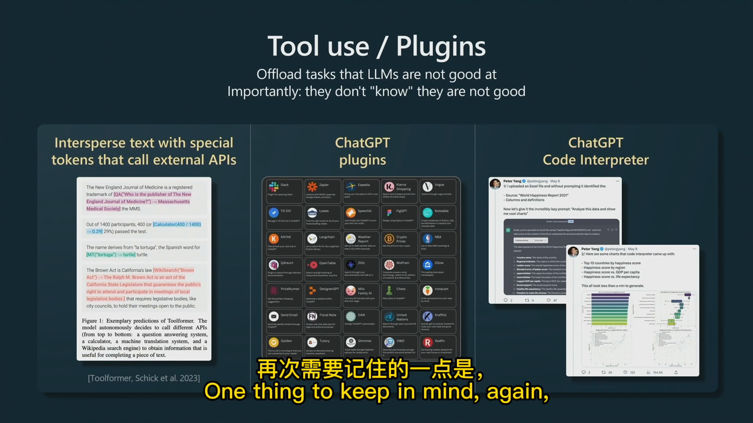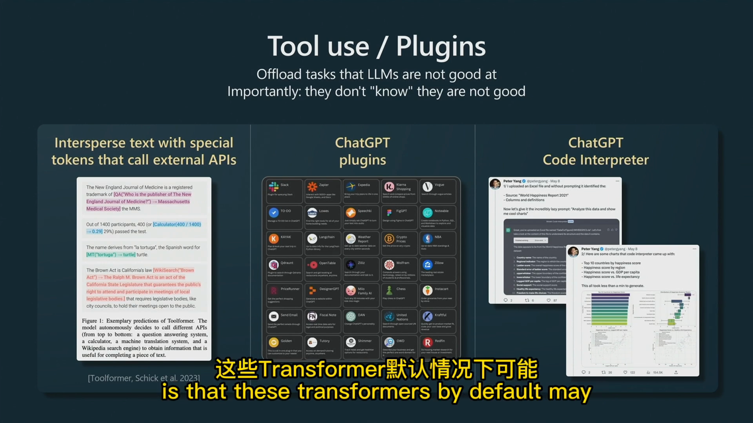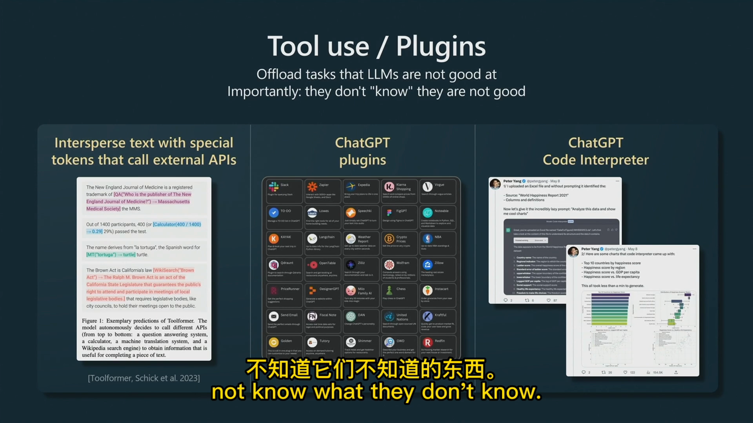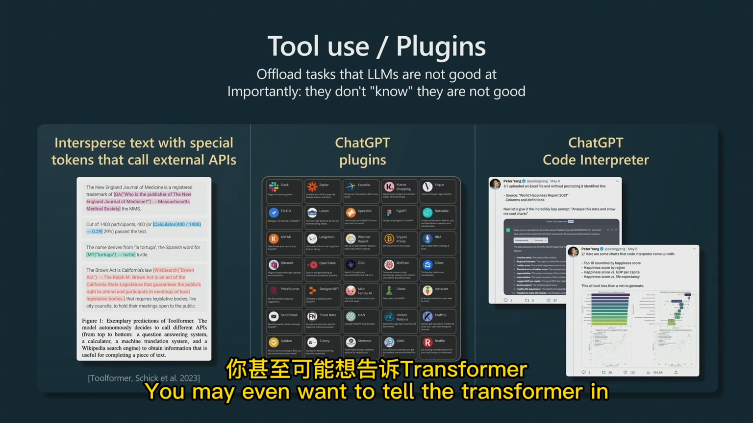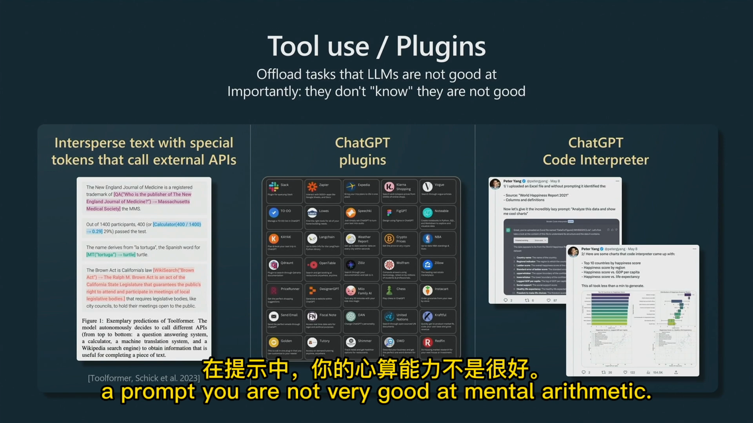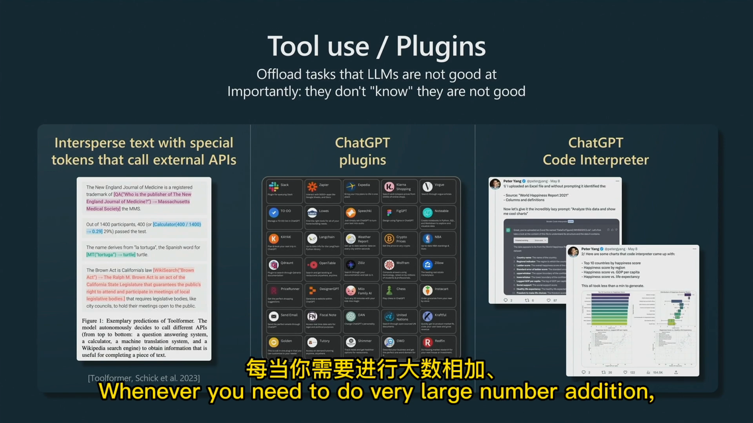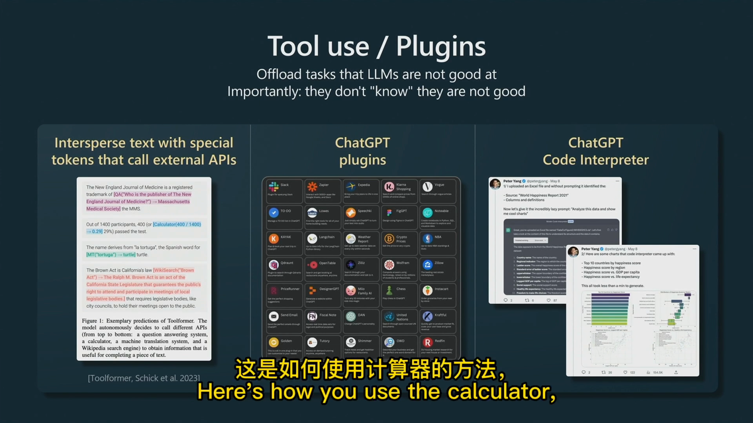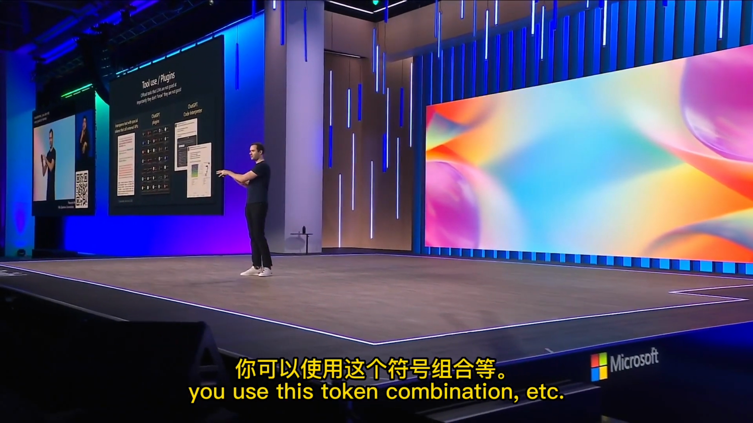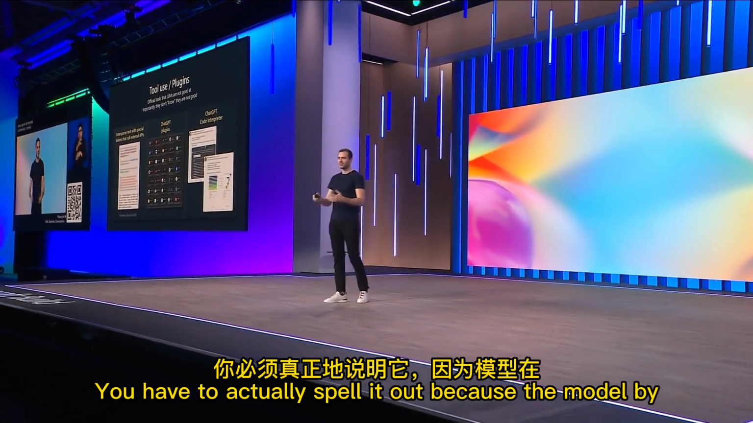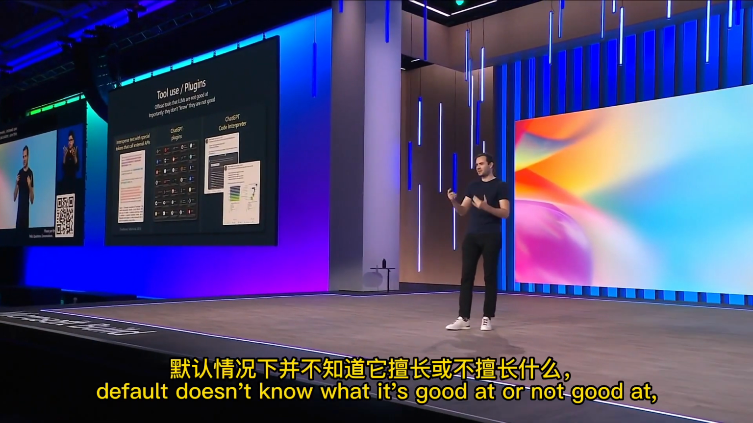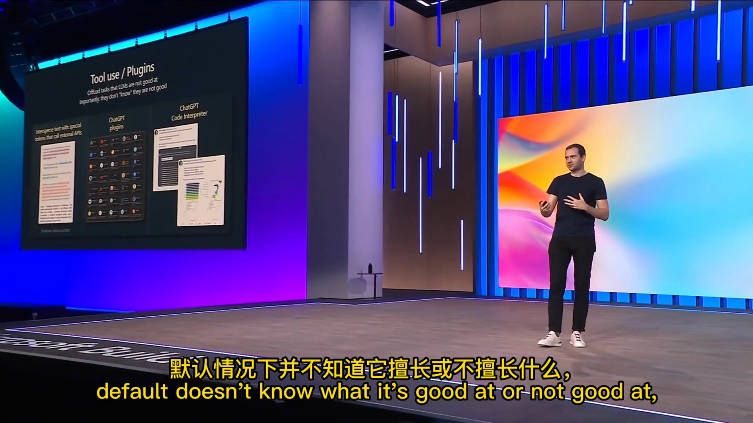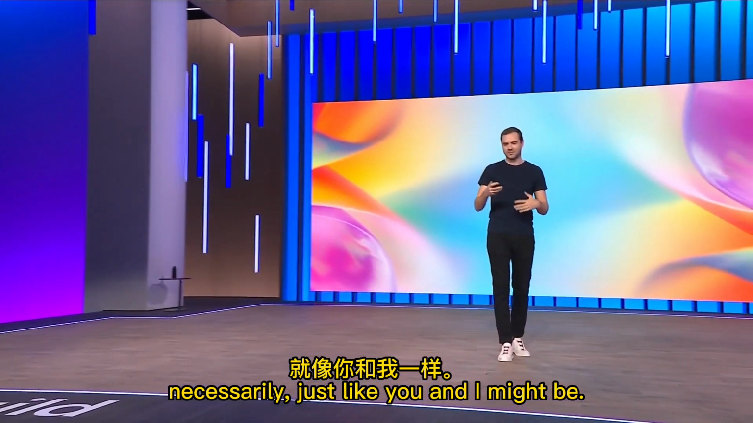One thing to keep in mind, again, is that these transformers by default may not know what they don't know. So you may even want to tell the transformer in a prompt, you are not very good at mental arithmetic. Whenever you need to do very large number addition, multiplication, or whatever, instead use this calculator. Here's how you use the calculator. Use this token combination, et cetera, et cetera. So you have to actually spell it out because the model by default doesn't know what it's good at or not good at necessarily, just like you and I might be.